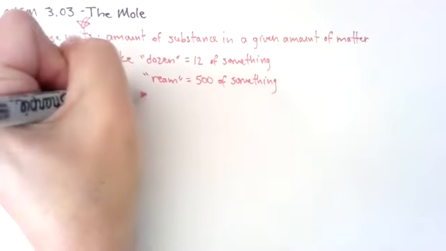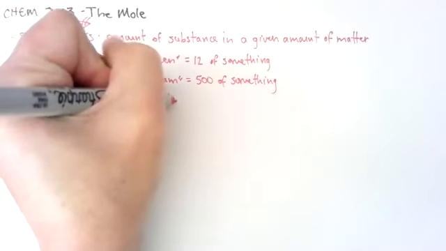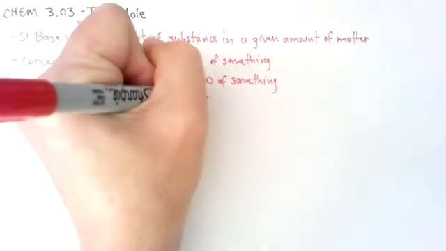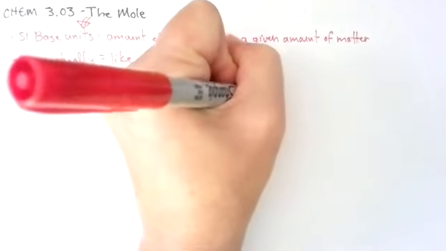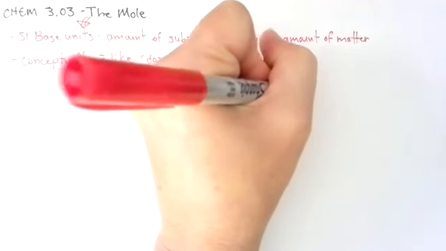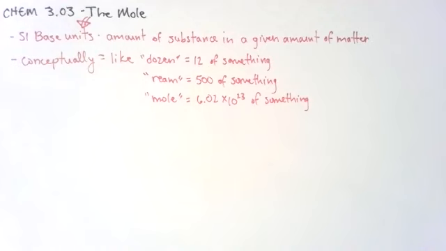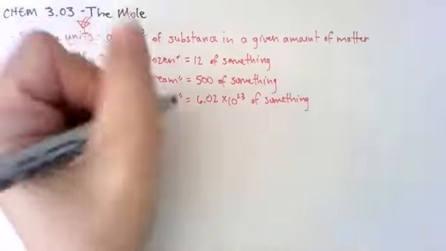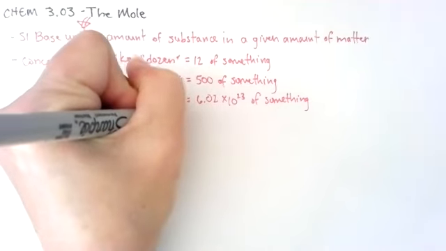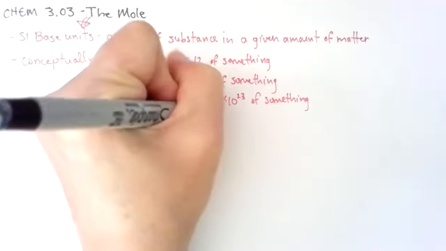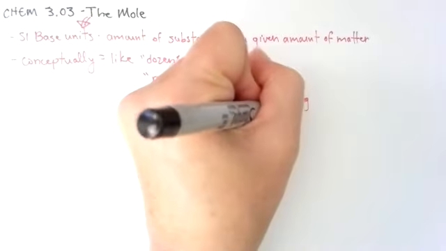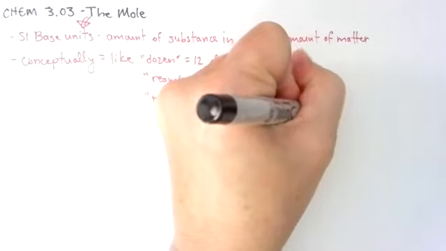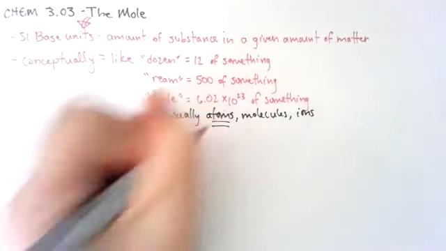Well, a mole is 6.02 times 10 to the 23rd of something. And that something is usually atoms, molecules, ions. And in this chapter, we're going to be doing atoms.